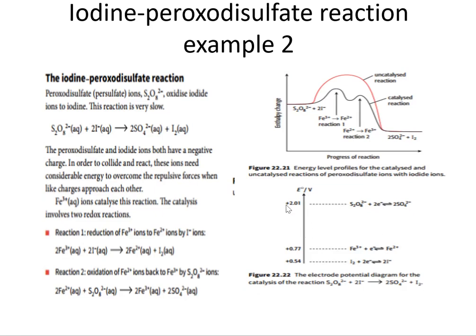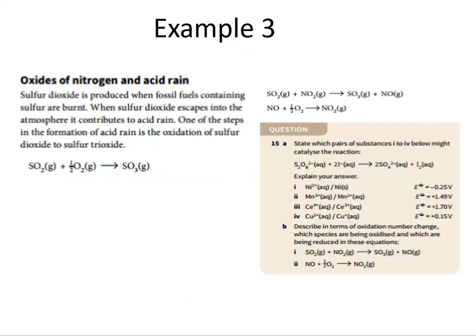So iron 3 or iron 2 are said to be the best or feasible catalyst for this particular reaction. Now, the third example, the third case which is given in our syllabus, is basically of the oxides of nitrogen and the acid rain. So, what happens here?